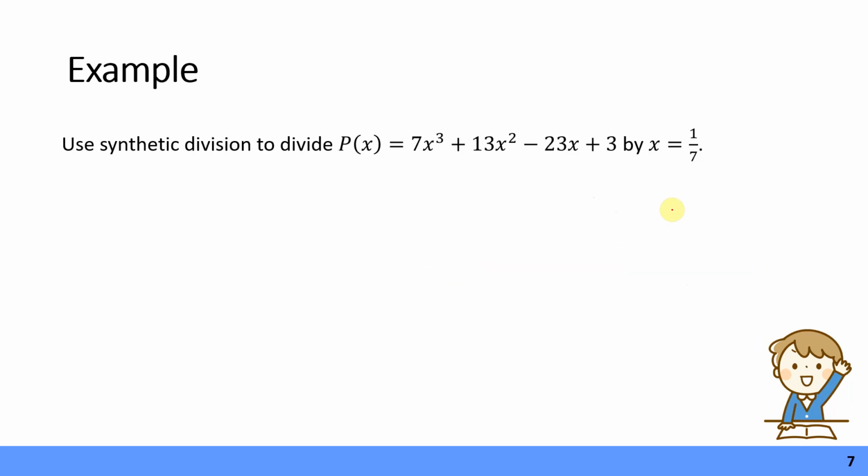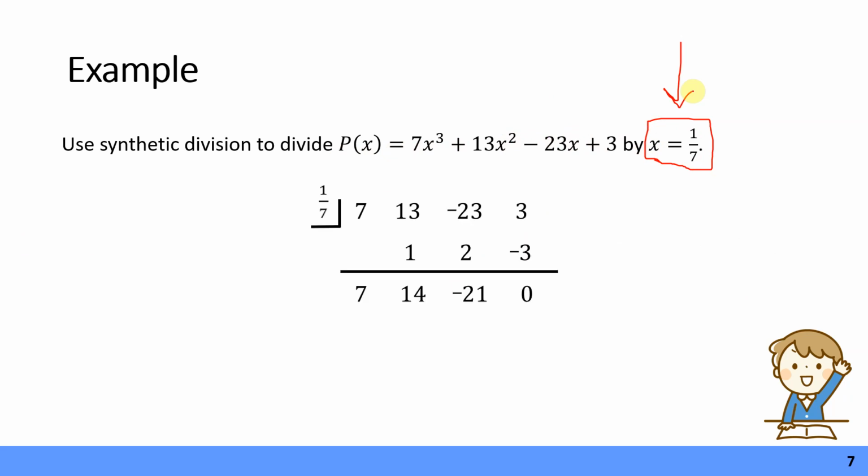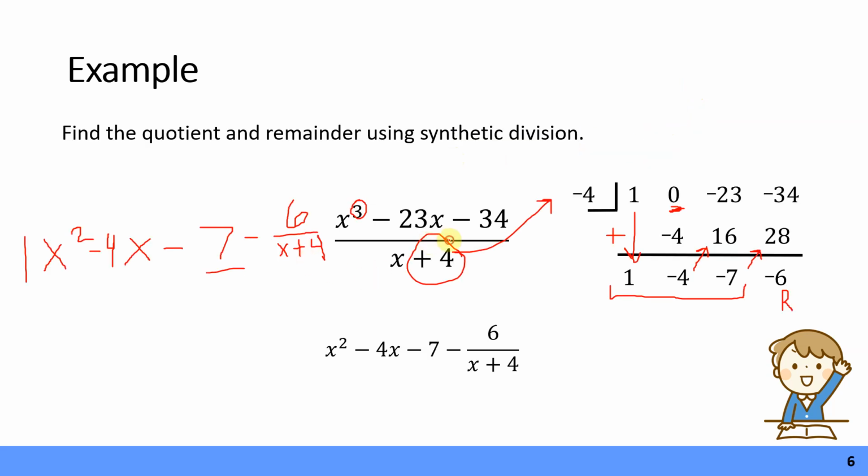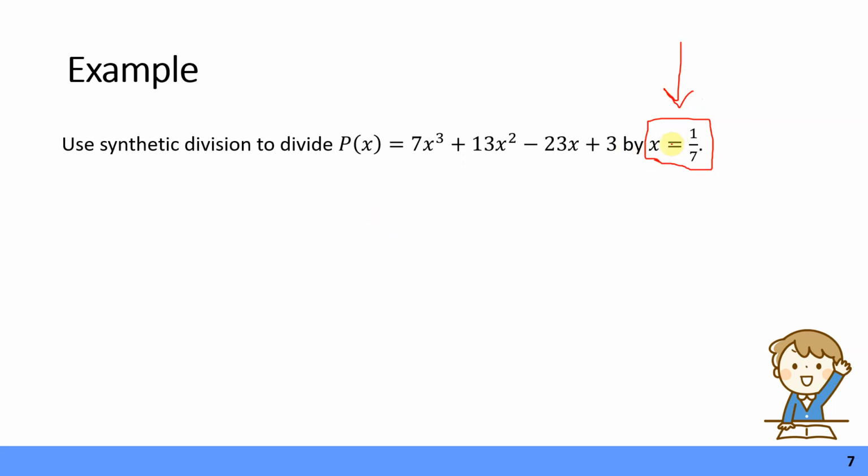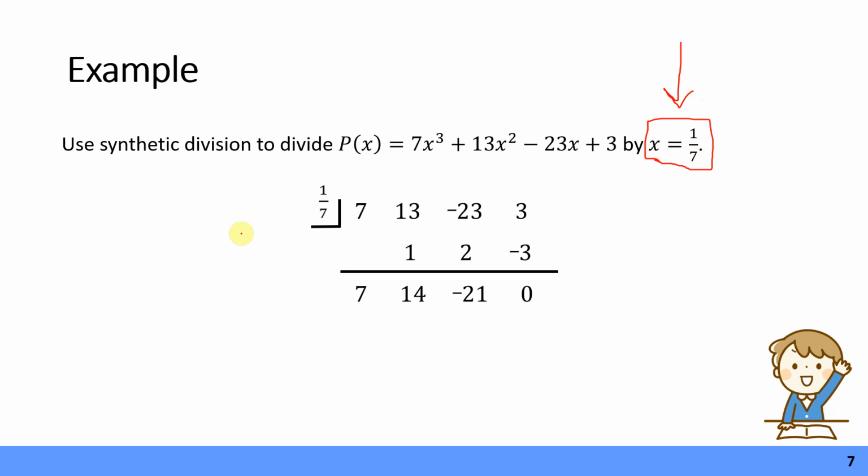All right, so the next one. This one looks a little bit different. Use synthetic division to divide p of x, which is all this here, by x equals 1 over 7. Now, when they give you the problem like this, then that's the number that goes straight into the box. I'm going to show all my work here. Let me just go back to the last one. You know how here you had a whole division and you had to convert this number to the opposite. But if they give it to you like this, x equals something, then that's the number that goes straight to the box. You don't have to change the sign.